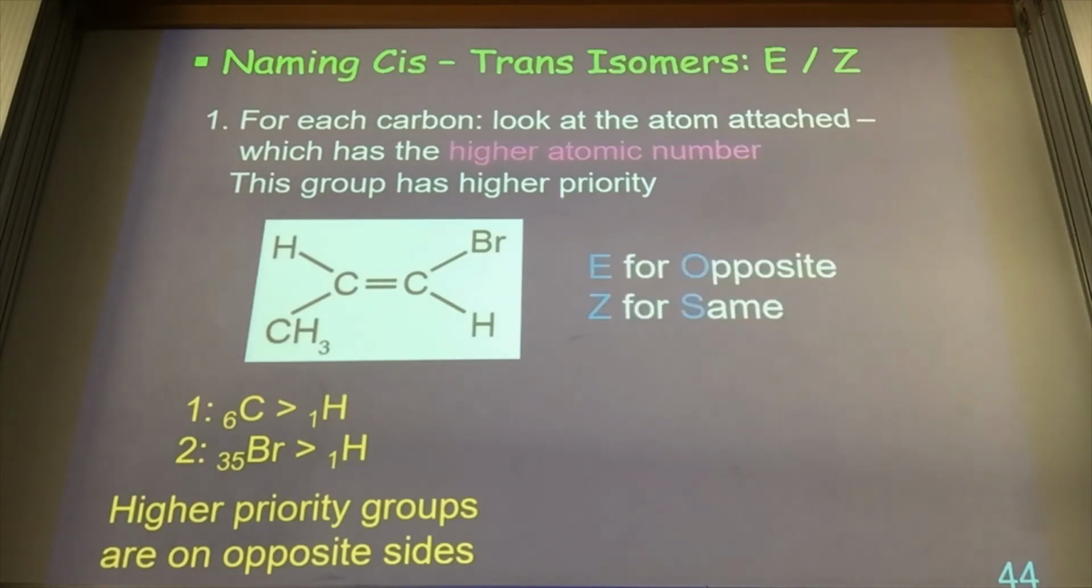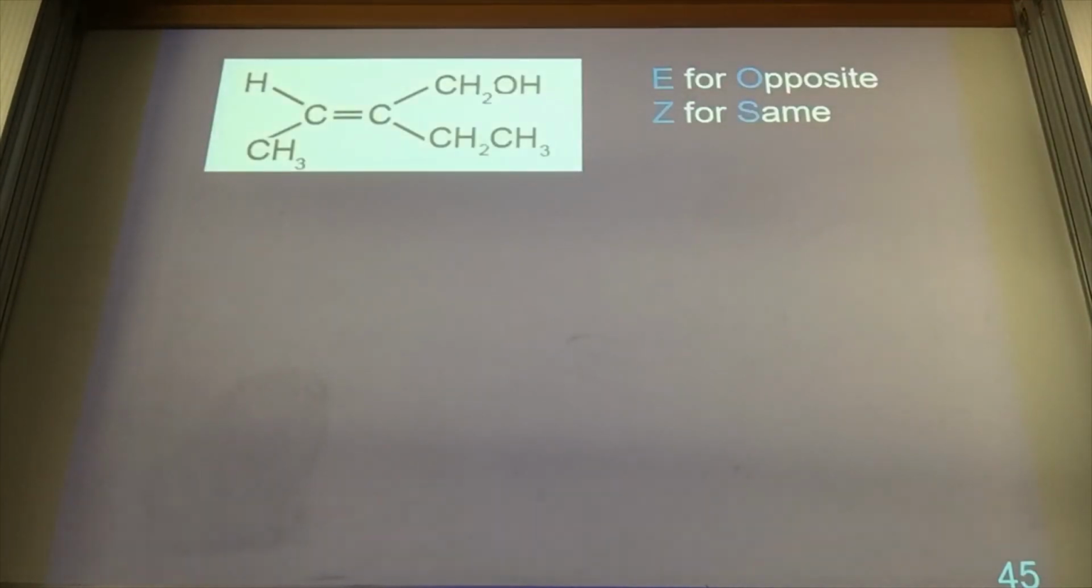Therefore, it is E-1-bromopropene. If they were on the same side, they would be Z-1-bromopropene. E for opposite, Z for same.